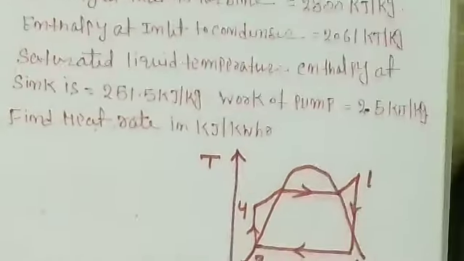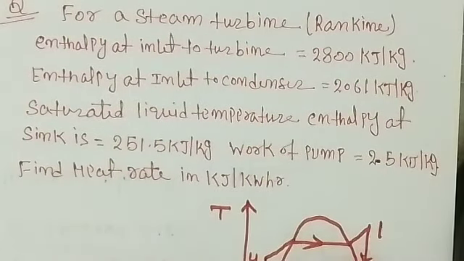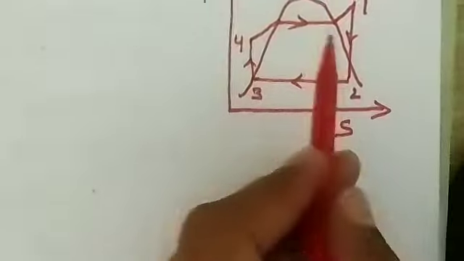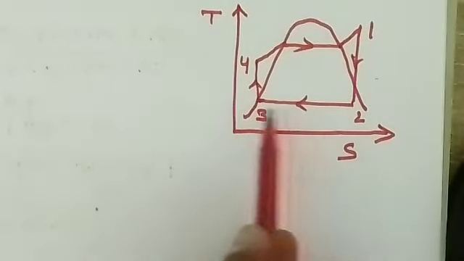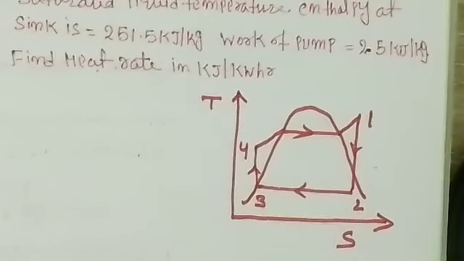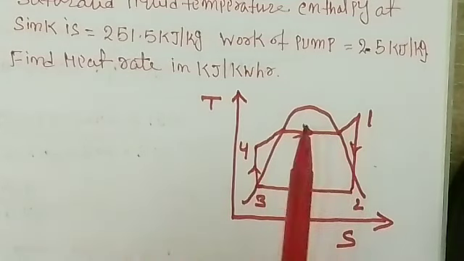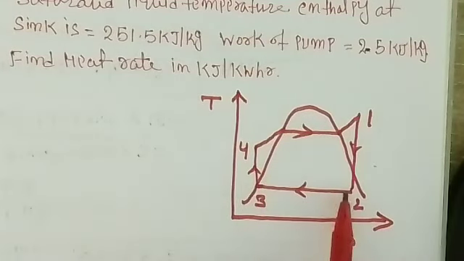So the data is given. Let's say first is the enthalpy at the inlet of the turbine. So 1 to 2 you have a turbine. I'll tell you that 1 to 2 is the turbine, 2 to 3 is the condenser, 3 to 4 is the pump, and 4 to 1 is the boiler. So the inlet of the turbine is this one, the exit of the turbine is this, the inlet of the pump is this, the exit of the pump is this, or you can say the exit of the boiler is this one, the inlet of the condenser is this one, and the exit of the condenser, and this is the exit of the pump, right?